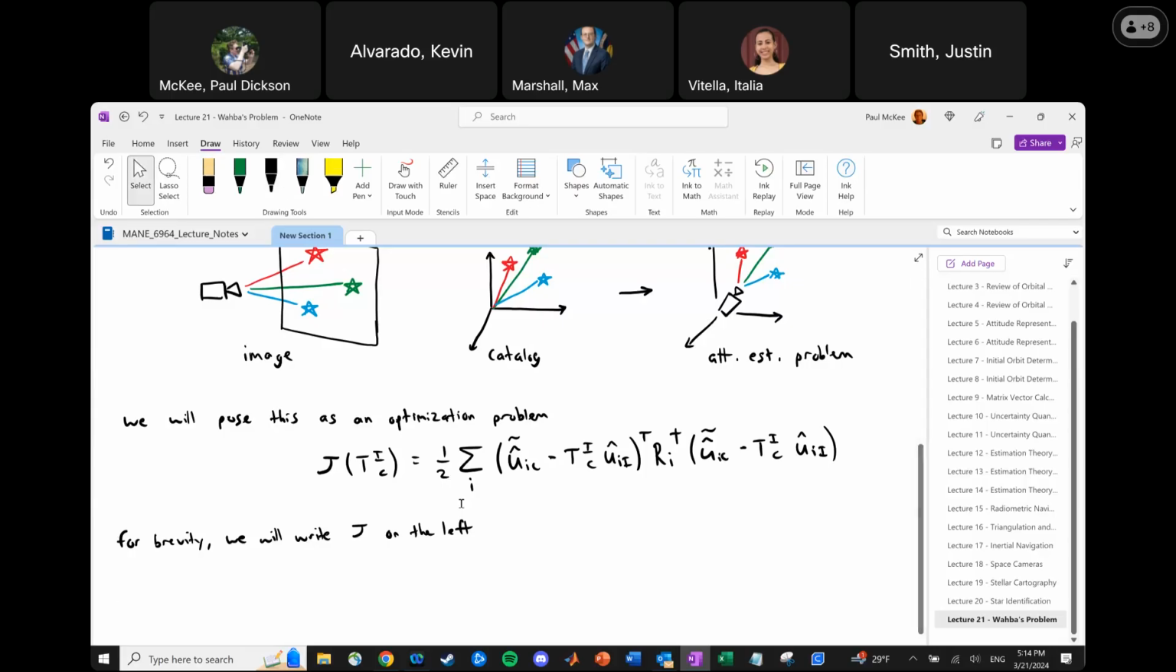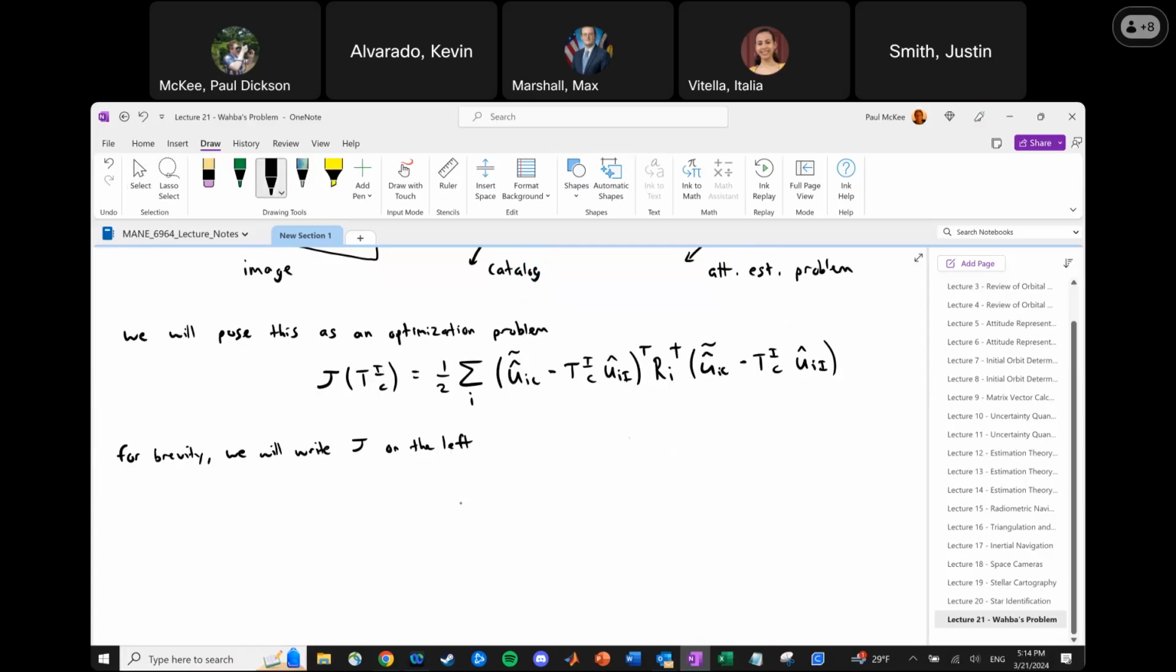Now let's do some substitution. UIC minus T from I to C UII. All that's left is the error, which is supposed to be, on average 0, right? That's the idea. So there's our error term. So in this case, we can say that J is 1/2 the sum over all stars in the image, epsilon I transpose R inverse epsilon I.